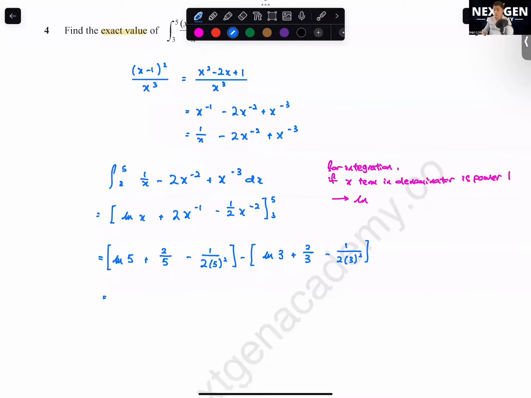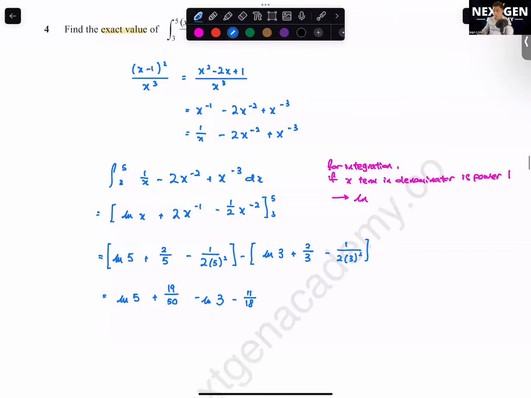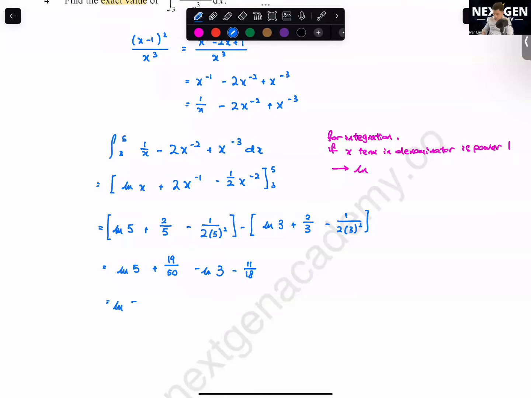Next one. Gather all the same terms together. Ln 5. We open up this bracket first. Ln 5 plus 19 over 50 minus ln 3 minus 7 over 80. What's ln 5 minus ln 3? You can write it as ln 5 over 3, and minus 52 over 225.